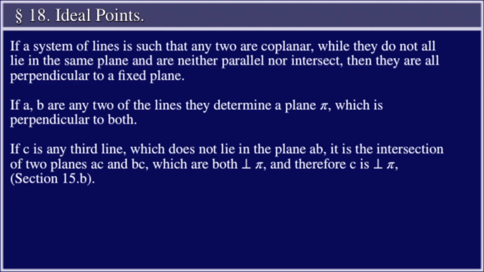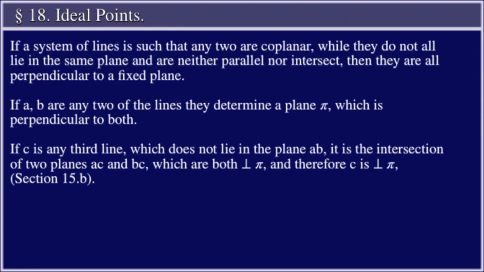all lie in the same plane, and are neither parallel nor intersect, then they are all perpendicular to a fixed plane. If A and B are any two of the lines, they determine a plane pi, which is perpendicular to both. If C is any third line which does not lie in the plane AB, it is the intersection of two planes AC and BC, which are both perpendicular to pi, and therefore C is perpendicular to pi.